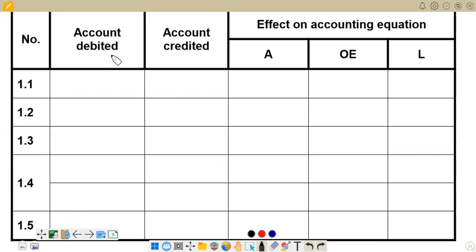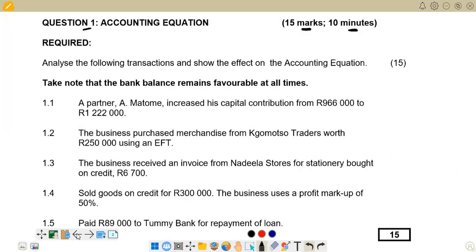That is where we are going to put the account debited, and then we've also got the column for account credited. And then we are supposed to show the effect on the accounting equation, having those 3 elements, that is assets, owners' equity, and liabilities. So what is important is to first of all put down the 2 accounts that are being affected by every transaction.